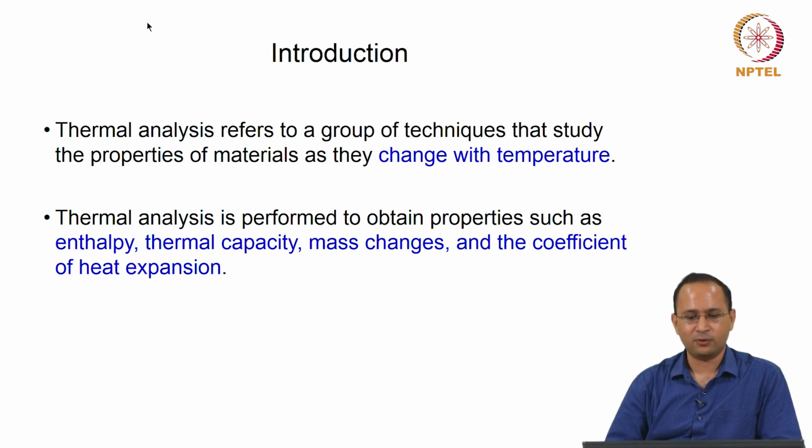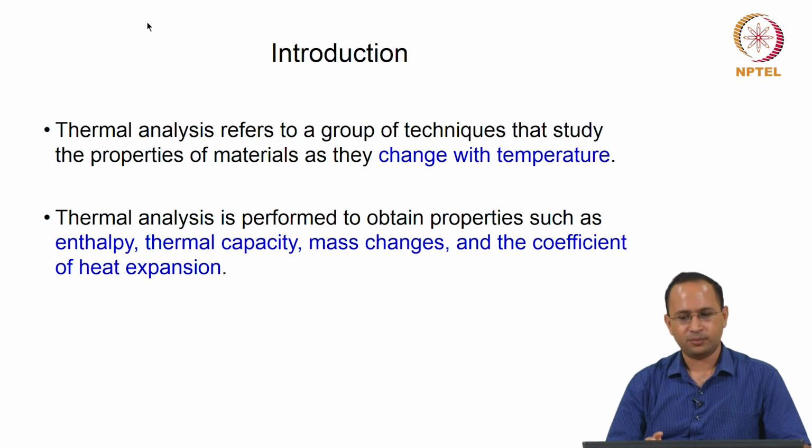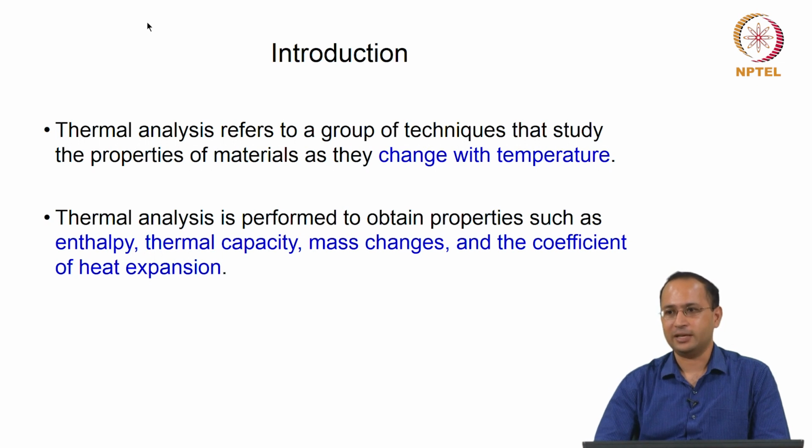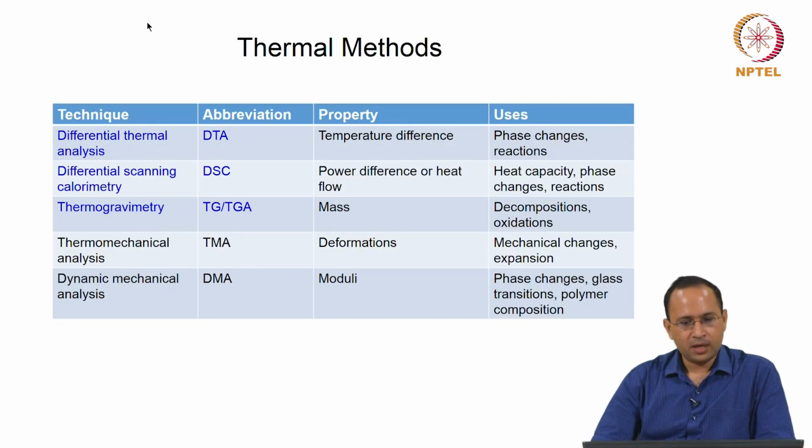So thermal analysis is performed to obtain properties, right, such as enthalpy, thermal capacity, mass changes, and the coefficient of heat expansion, right. So just keep in mind that whenever we change the temperature, something happens to the material. If we can capture that, it will help us identify a lot of properties, the behavior of materials, right. So a lot of techniques come under this thermal analysis, right. We call them thermal methods. And they are used for different purposes, right. It is good to know why we are using a particular technique.